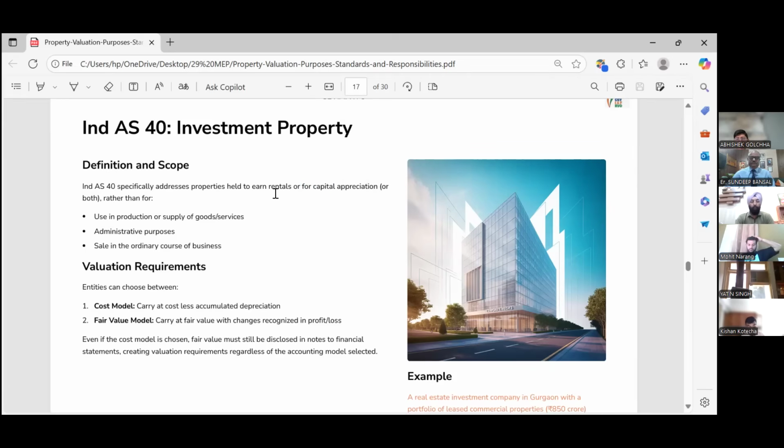Instead of selling them or using them in production or supply of goods or for administrative purposes or for sale in the ordinary course of the business. So, valuation requirements: entities can choose between the cost model, carried at cost less accumulated depreciation, or the fair value model, carried at fair value with changes recognized in profit or loss.